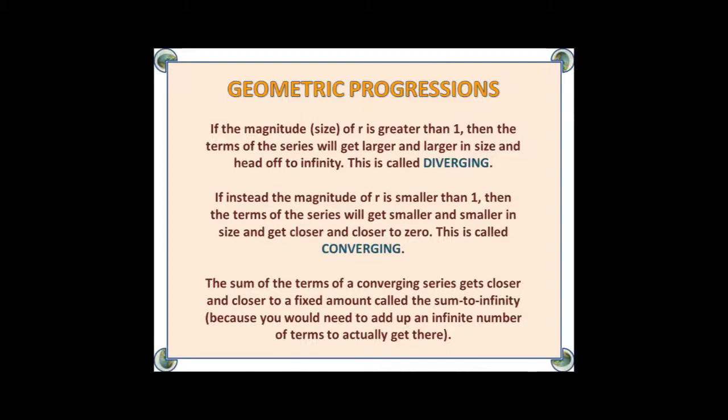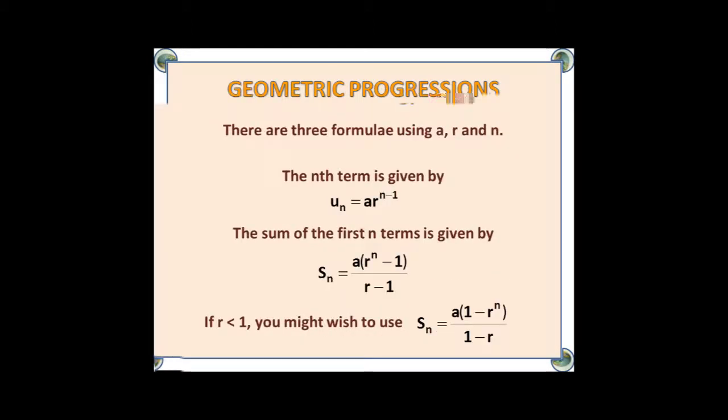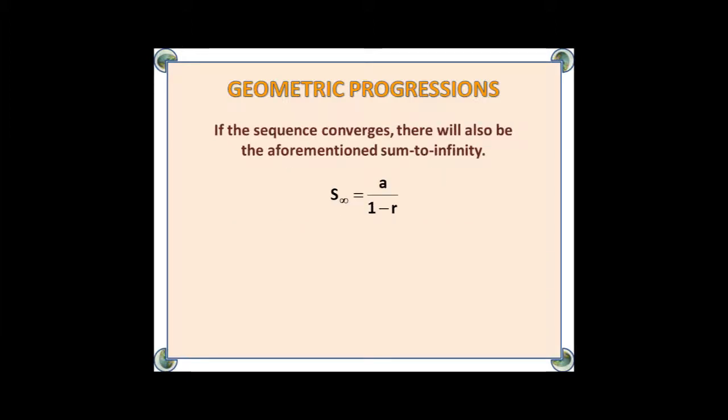There are three formulae using A, R and N. The nth term is given by un equals A R to the n minus 1. The sum of the first n terms is given by Sn equals A times (R to the n minus 1) over (R minus 1). But if R is smaller than 1, you might wish to use an alternative form. And if the sequence converges, there will also be the aforementioned sum to infinity, S infinity equals A over (1 minus R).